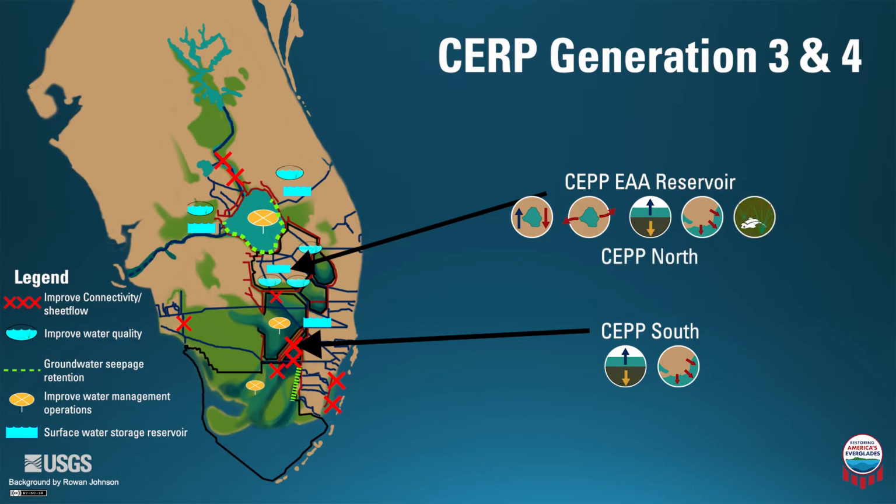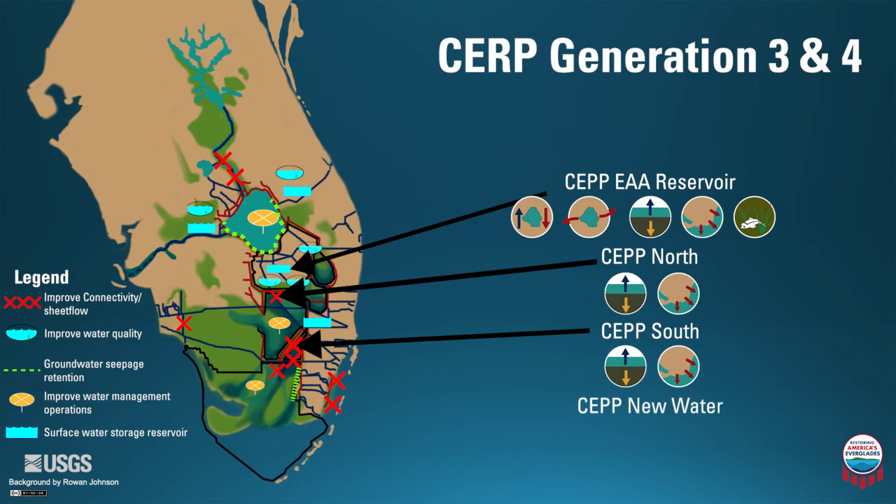CEPP North. This project will degrade levees and backfill canals to redistribute water flows into northern Everglades wetlands and promote southward sheet flow. These actions will improve water depths and flooding durations in the Everglades freshwater habitat and improve freshwater flows to Florida Bay and Biscayne Bay.